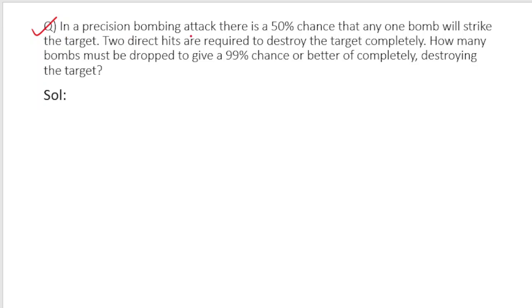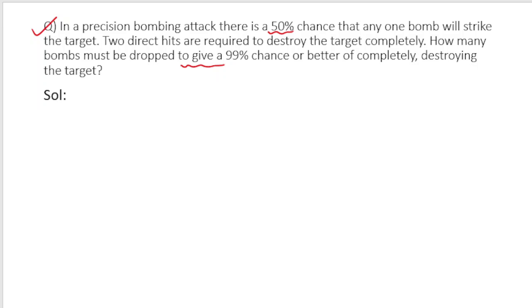So in a precision bombing attack, there is a 50% chance that any bomb will strike the target. Two direct hits are required, meaning if you want to destroy the target completely, you have to hit the target two times. How many bombs must be dropped to give a 99% chance or better of completely destroying the target?